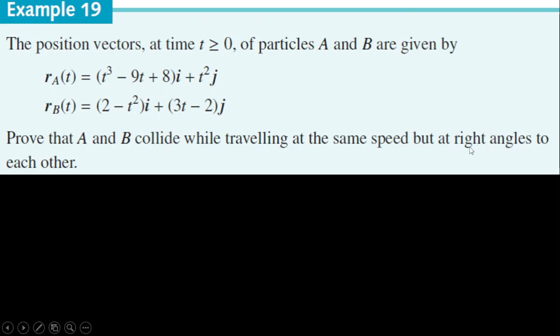So you differentiate the position vectors at a specific time. You need to make sure they have the same position. You get the modulus of those velocities and check that they are the same. And to find that they're at a right angle, you look at the two velocity vectors, you do a dot product and make it equal 0. And it has to be equal 0 at that instant and at those positions.